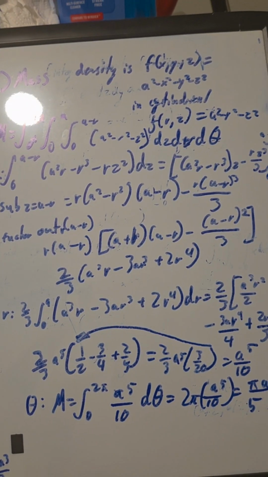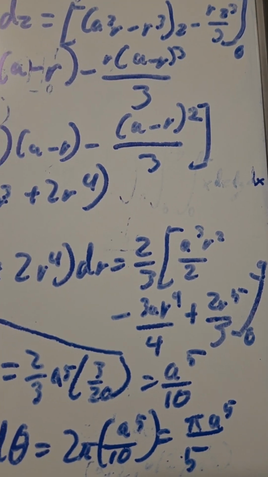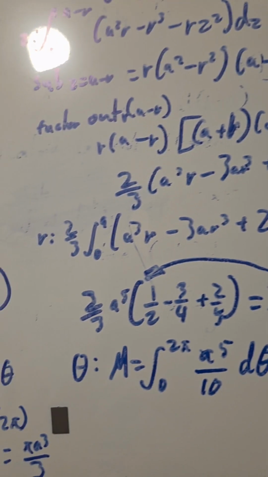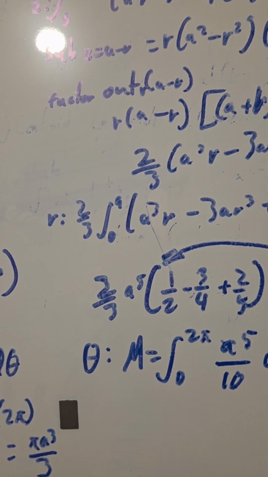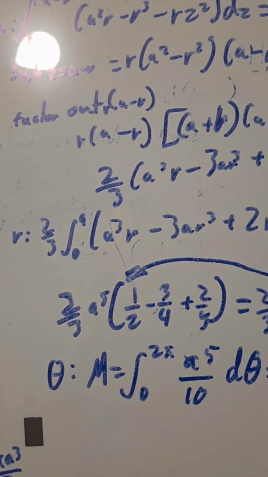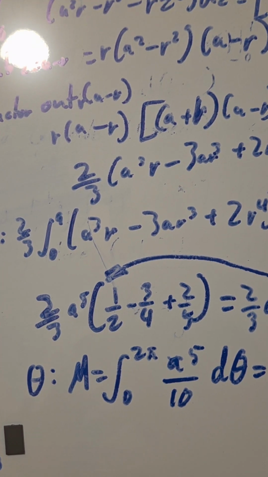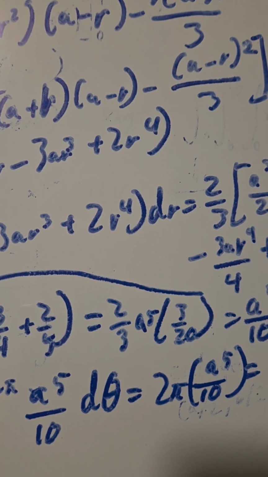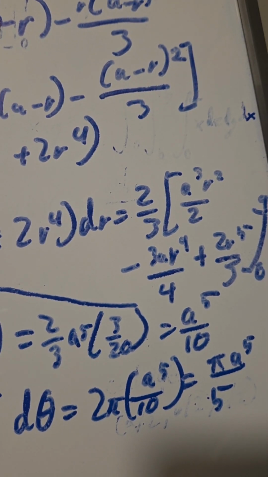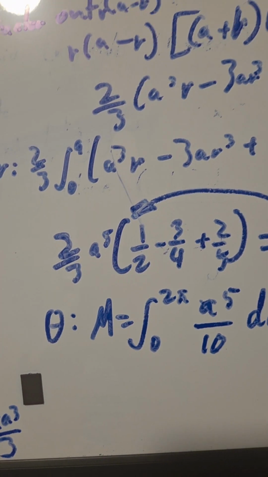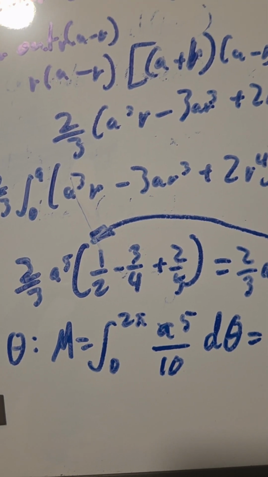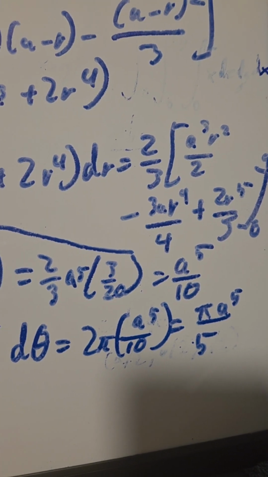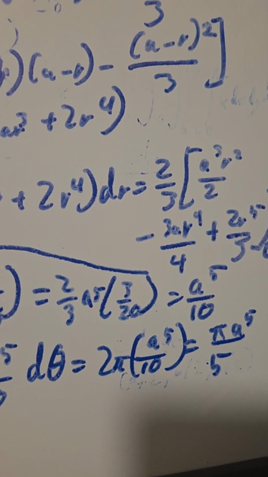Actually, since you can read that, I'm just going to go on with showing the rest of this. This portion's a little messy, but I evaluated it from 0 to a, and that brought it back over here. That gave us 2/3 a to the 5th times (1/2 minus 3/4 plus 2/5), which is a terribly written 5. But anyway, that simplifies pretty nicely to a to the 5th power. Bring that a to the 5th power to integrating with respect to theta. This one simplifies pretty nicely. We get pi times a to the 5th over 5.